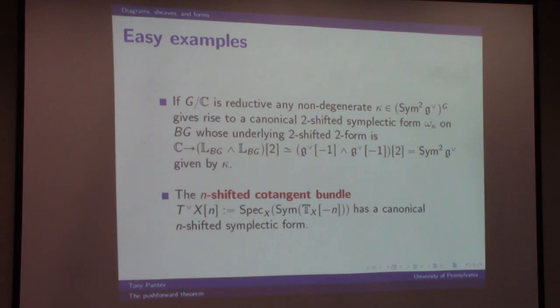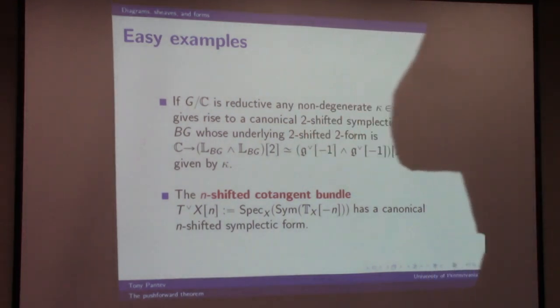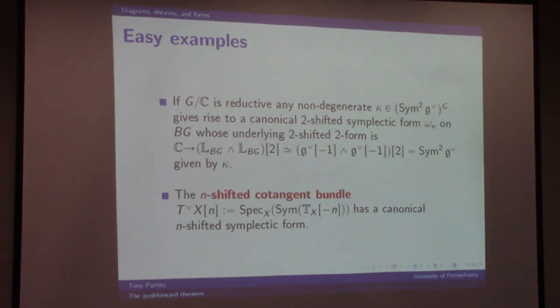So this gives you some collection of examples. Also you can get cheap examples by just taking cotangent bundles of, say, smooth schemes, and then putting the fiber of the cotangent bundle in homological degree minus n. And then the tautological symplectic form on that stack or derived space, depending on the sign of n, will be an n-shifted symplectic form. So these are, as I said, examples that you get by just taking the definition and looking at the simplest possible way to implement it.